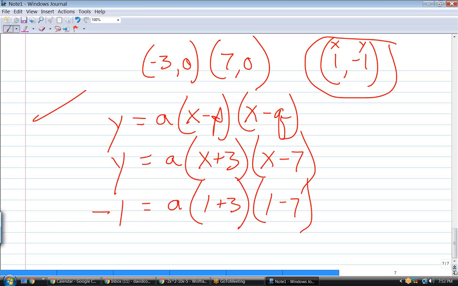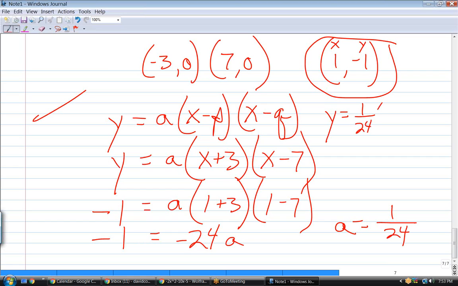Okay. And notice that we have an equation that has only one variable. We're going to be able to solve for A. So that's equal to 4 times minus 6 is minus 24A equals minus 1. So A is equal to positive 1/24, which means the equation that they seek is this one.